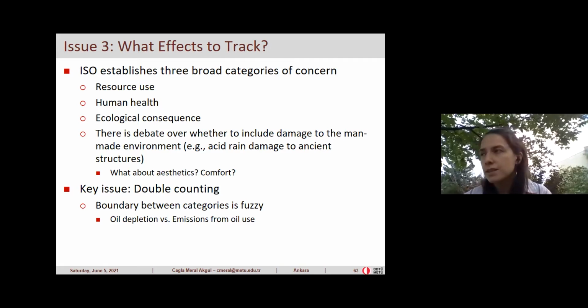What about aesthetics and comfort? Are we going to include them? A key issue that you should always remember is double counting. The boundary between impact categories can be fuzzy. For example, oil depletion versus emission from oil use. So which one am I going to include in my flow?